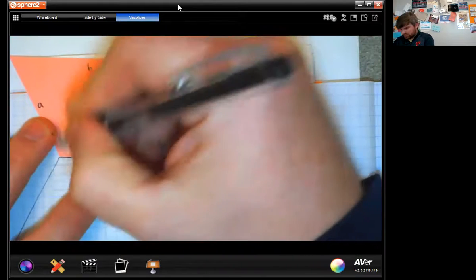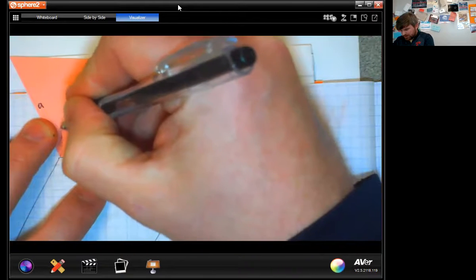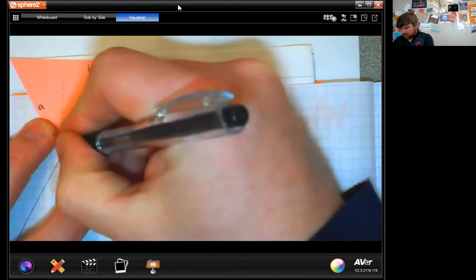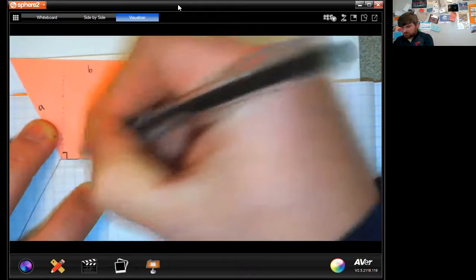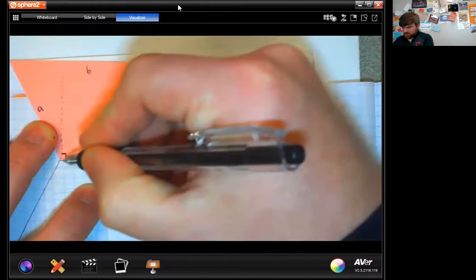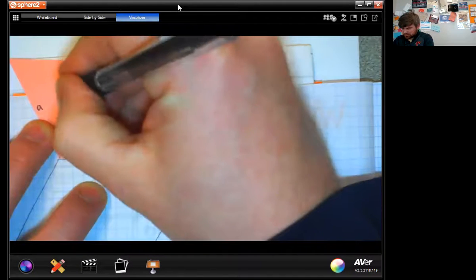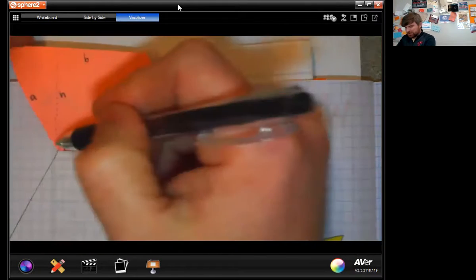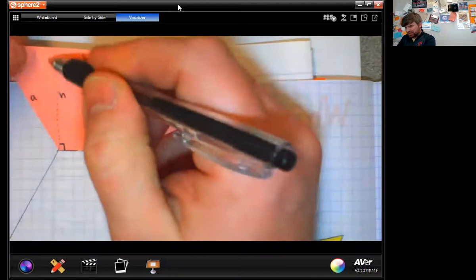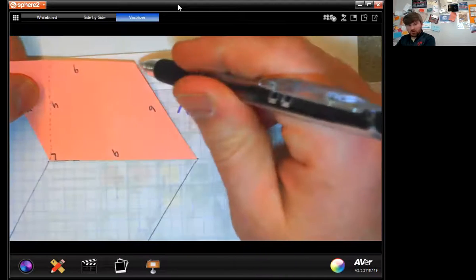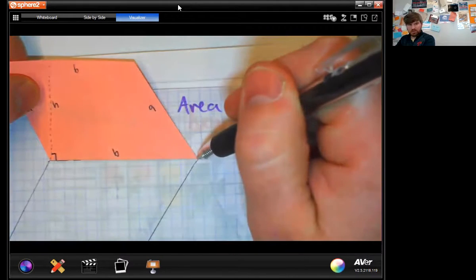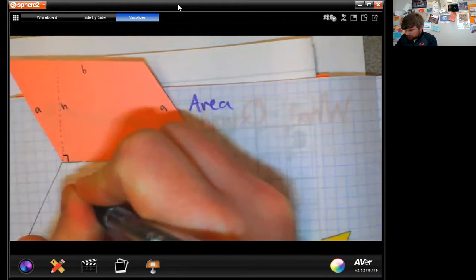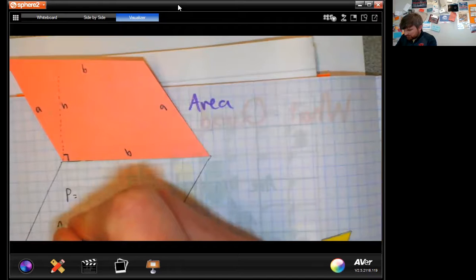We also have one other thing, which is called the altitude or the height of this figure. A lot of these will have this. This height is perpendicular to a base. So we've got a 90-degree angle there, and this is called H. What happens if I cut this? This makes a right triangle right here. If I cut this off and put it over here, I end up getting a rectangle. And we know how to find the perimeter and the area of this.